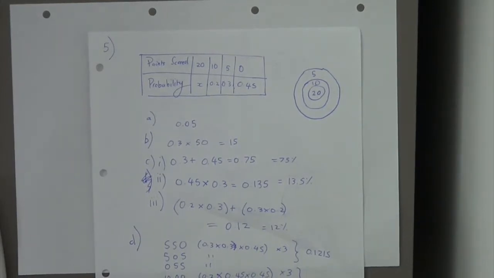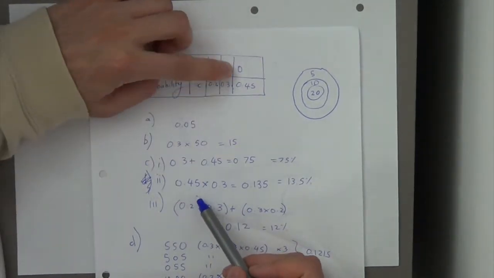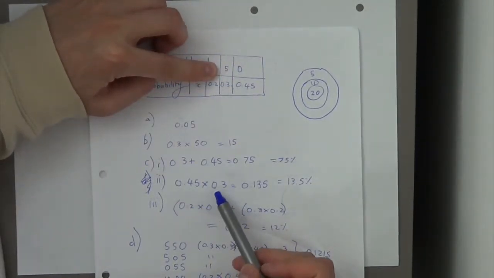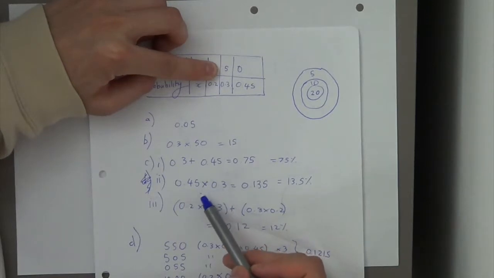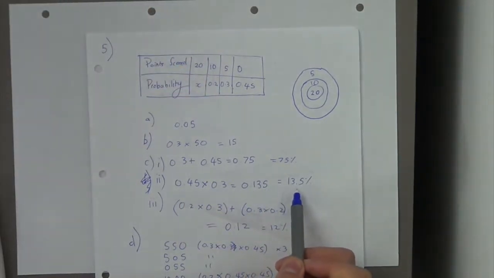She scores 0 with her first throw and 5 with her second throw. Okay, so 0 with a first throw is 0.45, and a 5 with a second, and because it says and, I need to multiply it. So it's 0.45 times 0.3 equals 0.135, which is 13.5%.